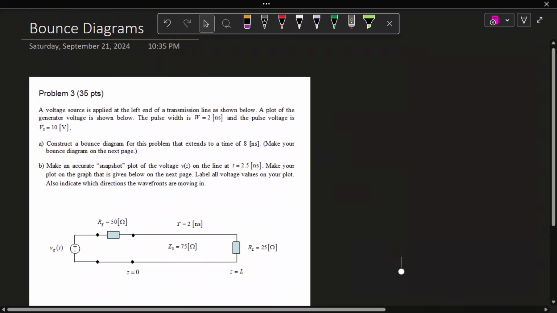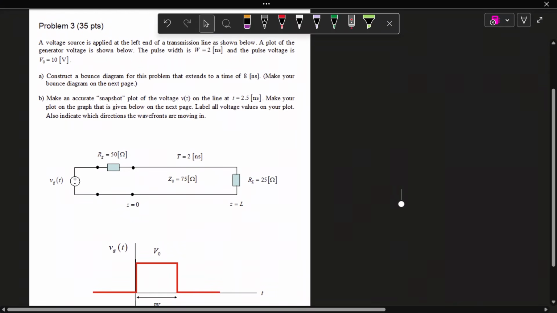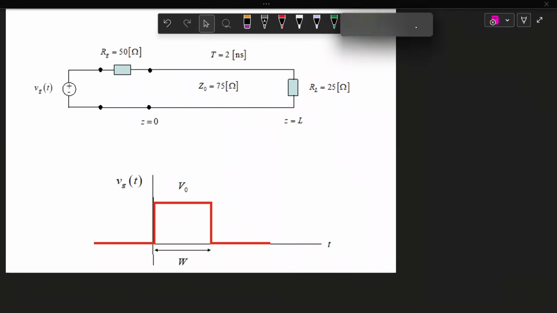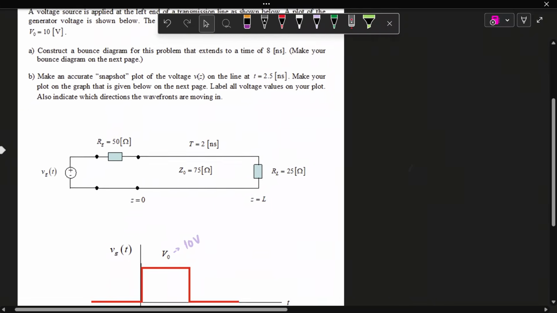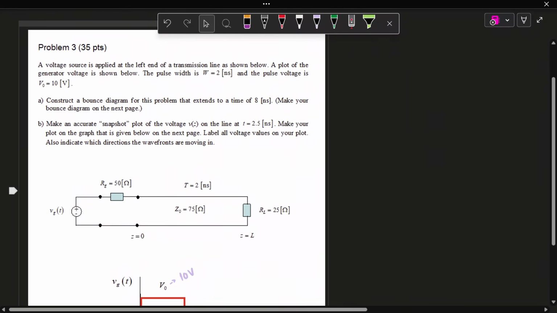Now, let's get an idea about what this problem's asking us. It says a voltage source is applied at the left end of a transmission line as shown below. A plot of the generator voltage is shown below. The pulse width is W equal to 2 nanoseconds, and the pulse voltage is V naught equal to 10 volts. So here we have a little diagram of what our pulse would look like: 10 volts and 2 nanoseconds. It says construct a bounce diagram for this problem that extends to a time of 8 nanoseconds.